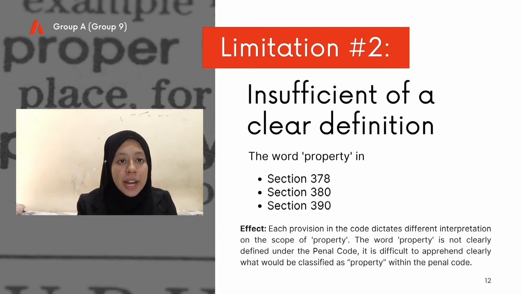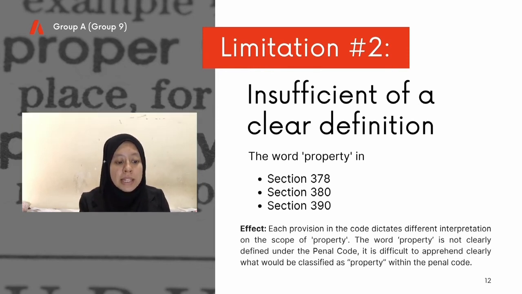Meanwhile, Section 318 deals with theft in a dwelling house. This provision uses the term custody of property, but the definition of it is not clearly explained. Additionally, Section 390, which deals with the offence of robbery, uses a definition of the word property equivalent to the word property in Section 378 of the Penal Code, that is confined to movable property. Based on the above analysis, there is uncertainty within the law. As the word property is not clearly defined under the Penal Code, it is difficult to apprehend clearly what would be classified as property within the penal law of Malaysia.